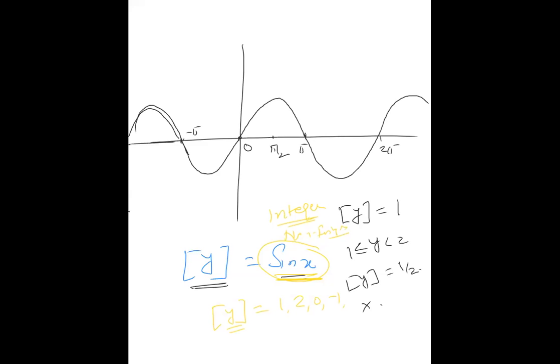If greatest integer y is equal to 1, the value of y lies between 1 to 2. If greatest integer y is equal to 2, then y lies between 2 to 3, and so on. Now suppose greatest integer y is 0.53. What is the value of y? Not defined. So there are no values of y. Only when sine x is an integer, y will be defined, and then we are able to draw the graph.